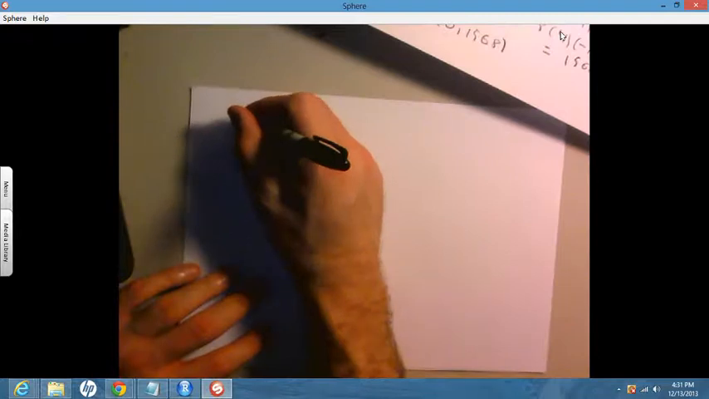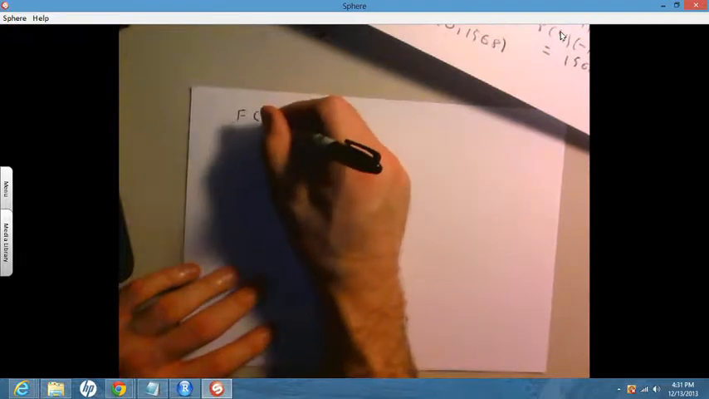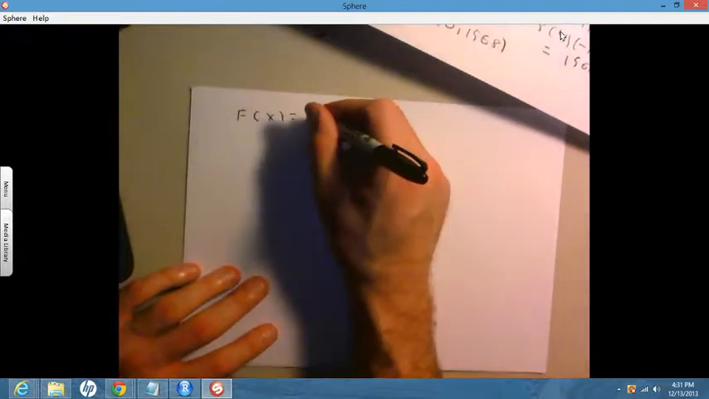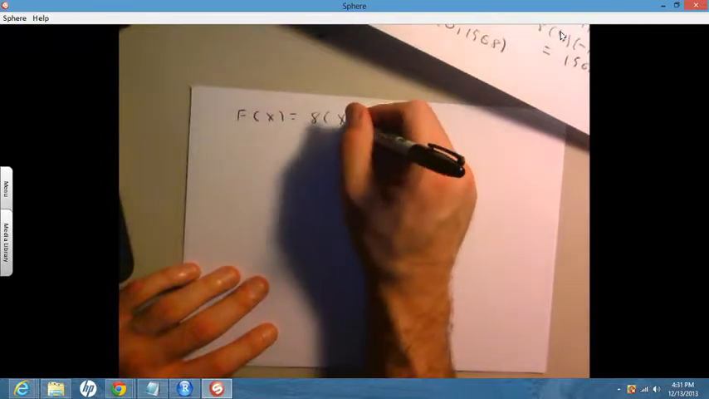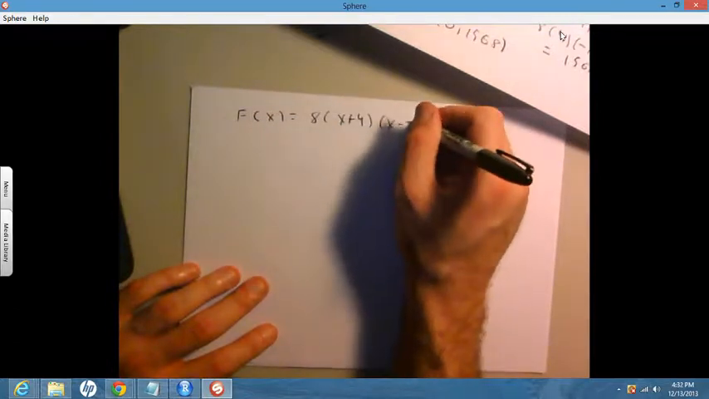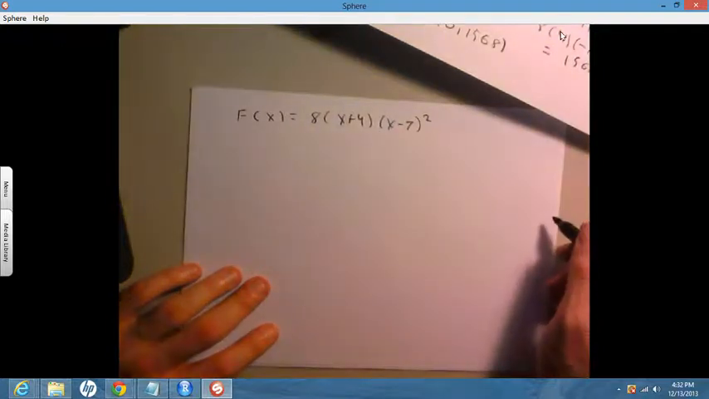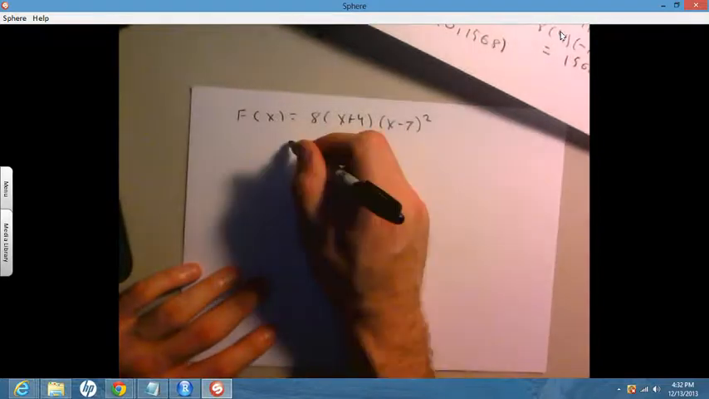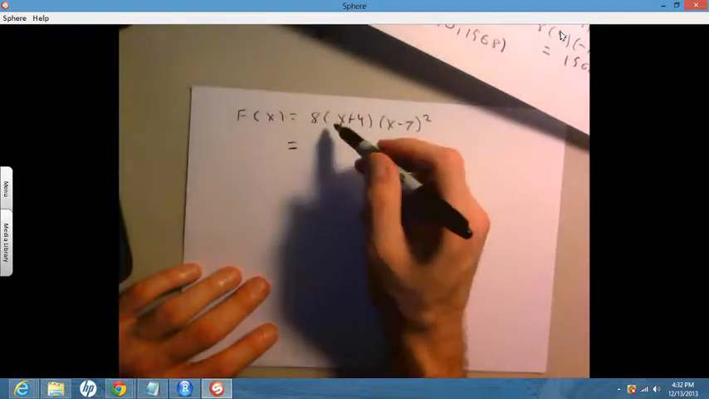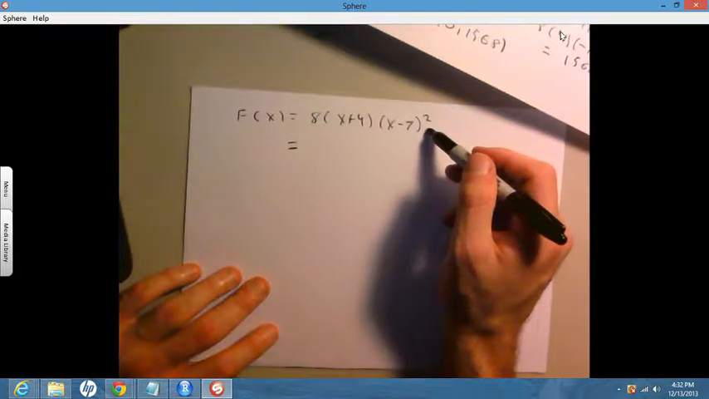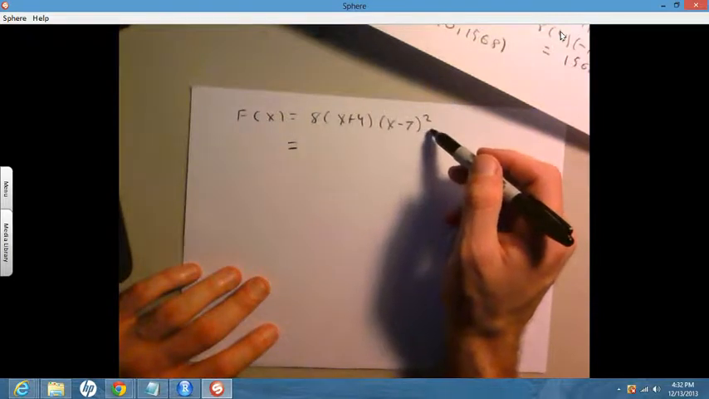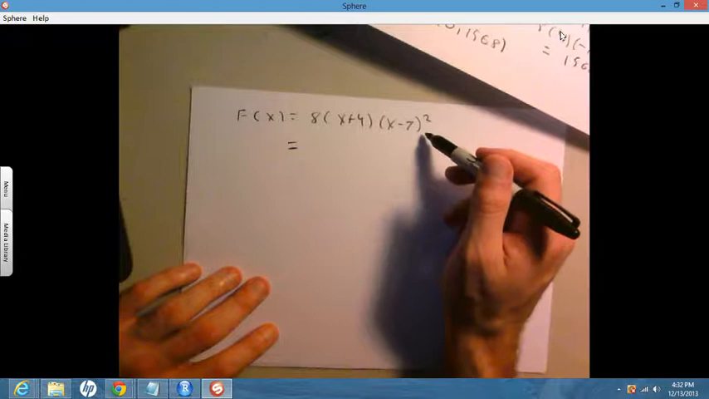We have f of x is equal to 8 times (x plus 4) times (x minus 7) squared. So what does that tell us? It tells us that if we multiply this whole thing out, we could then use the leading coefficient test, but that's a lot of work. So here's a little trick.